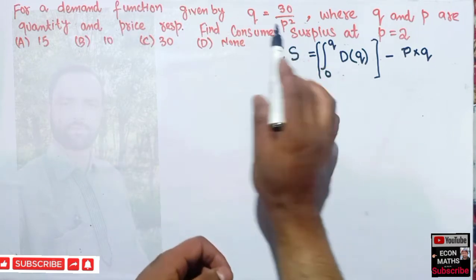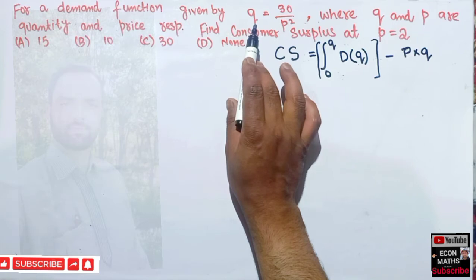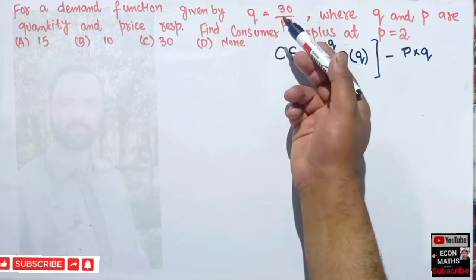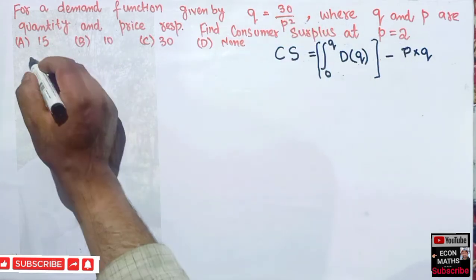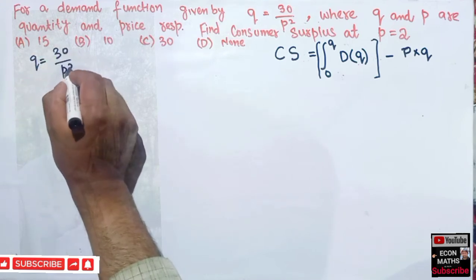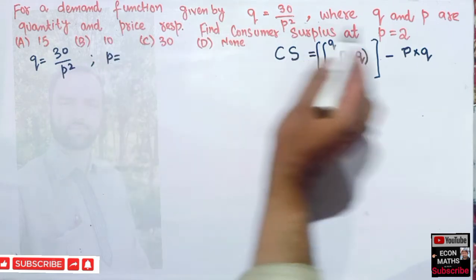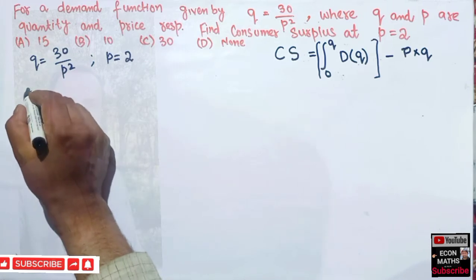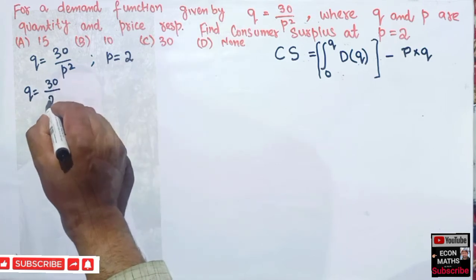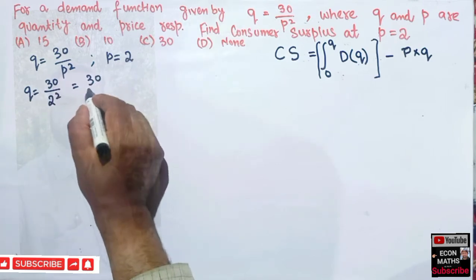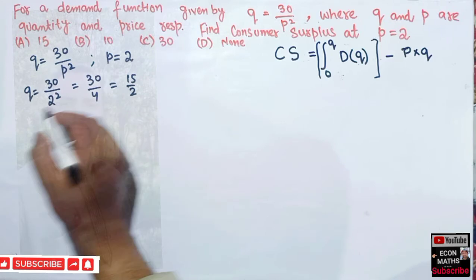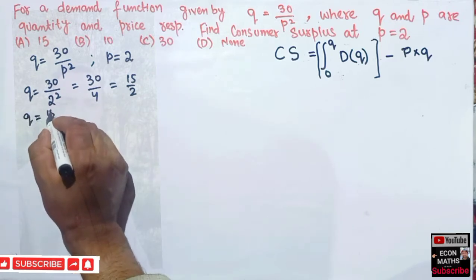That means first we need to find Q. Before finding the inverse demand function, we will first find Q. Since P is given, we can find Q. We are given Q = 30/P², and also P = 2 here, so we can easily calculate Q. Q = 30/2², which is 30/4, which comes out to be 15/2. So our Q is equal to 15/2.